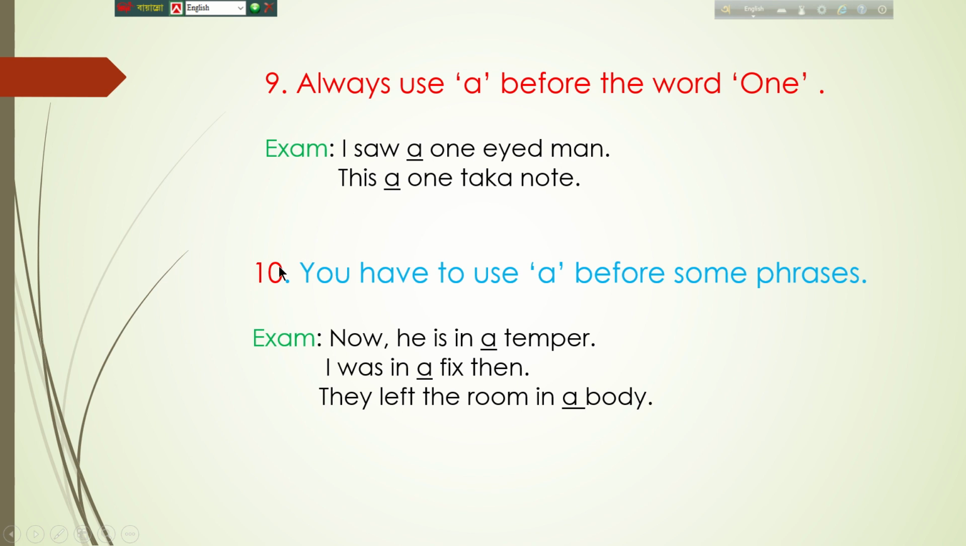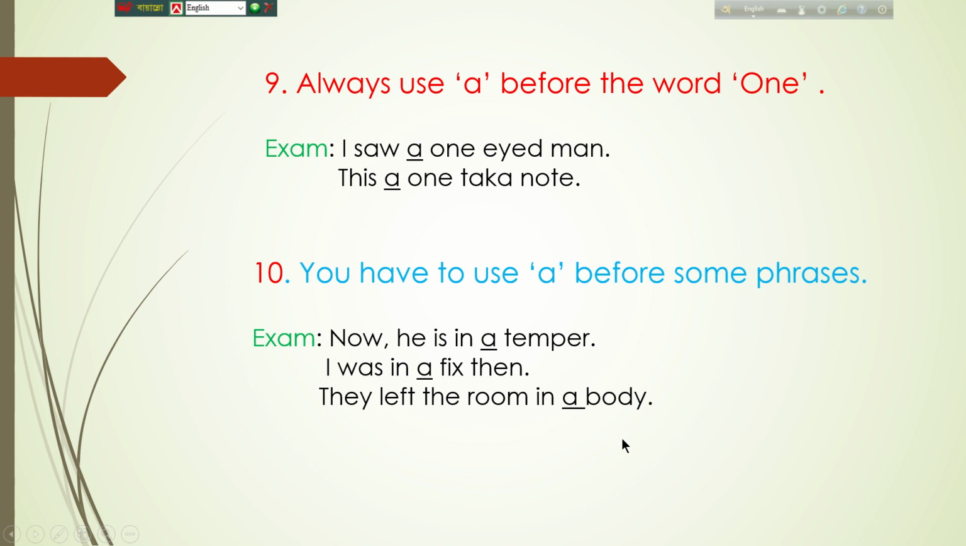Let's see the next rule, and this is the last rule of use of a and an. Rule 10. You have to use a before some phrases. There are some phrases, and this kind of phrase always takes the article a. Let's see the example. Now he is in a temper. I was in a fix then. They left the room in a body. In a temper, in a fix, in a body, all are phrases. And such kinds of phrases always take the article a.